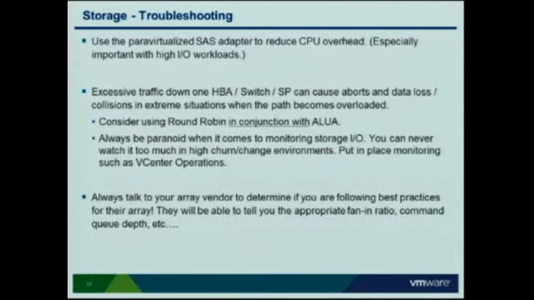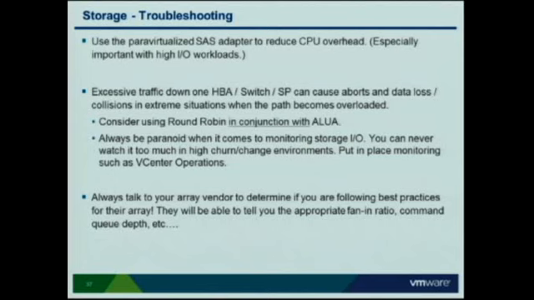Troubleshooting, if you can, use the para-virtualized SAS adapter inside of your VMs to reduce the overhead. This is especially important with high I/O workloads. Excessive traffic down one HBA, one switch, one SP can cause aborts. It could potentially cause data loss in extreme situations when the path becomes overloaded. So again, use round robin in conjunction with ALUA, and always be paranoid when it comes to monitoring your storage I/O. Get comfy with those storage guys.